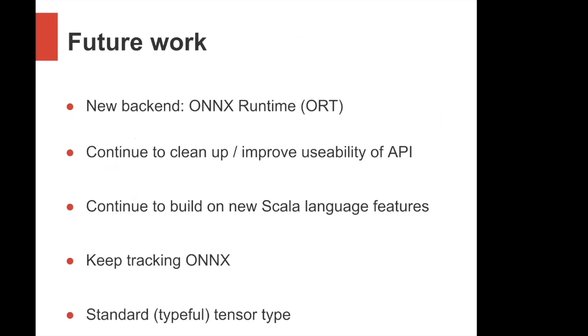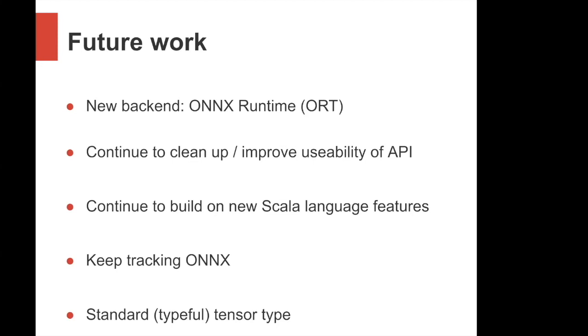on ONNX-Scala. New backend. Since I wrote these slides, I actually have done the basic full model black box version of this for ONNX runtime, and it's working. I still need to do it for the fine-grained API. Continue to clean up and improve the usability of the API. I would love it if anyone can give me any feedback about ways that I could do that, things that seem a little bit awkward or could be done in a better way.